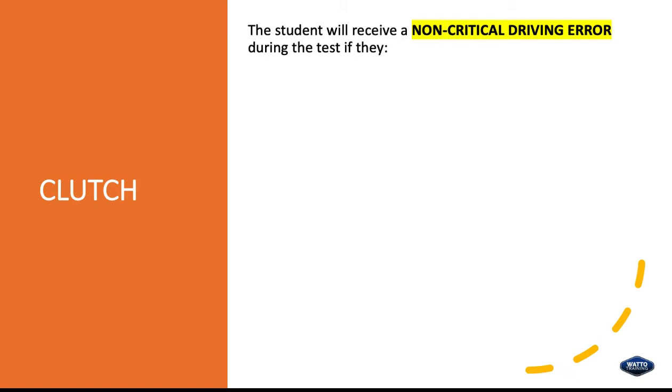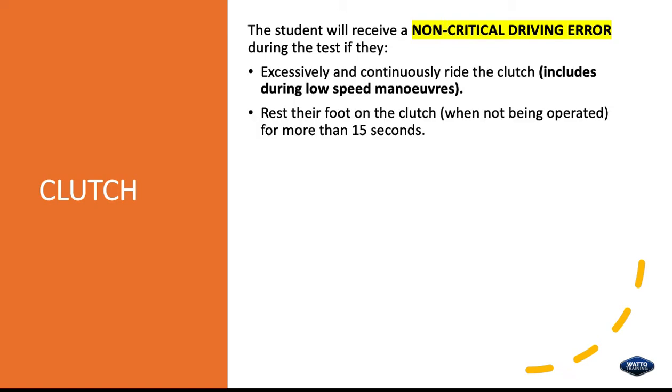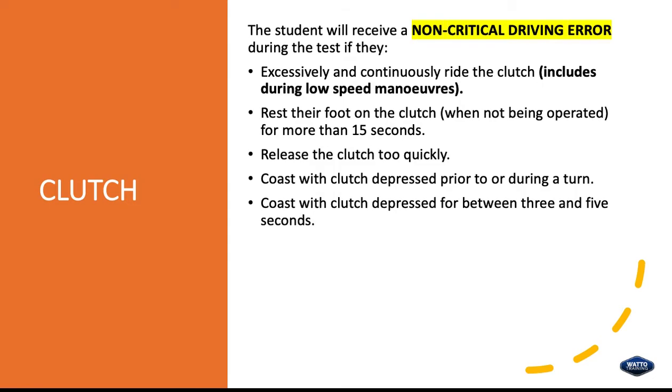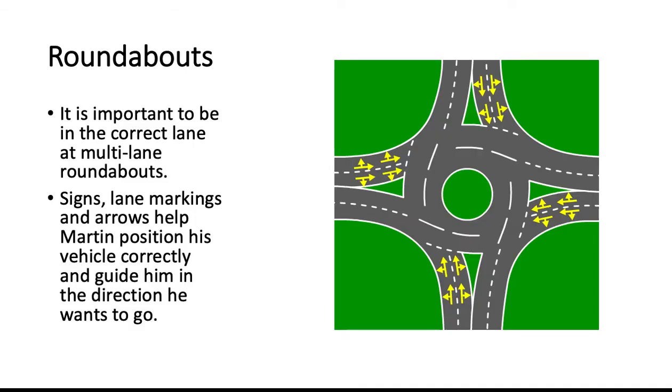Non-critical errors that occur during the test: if Martin excessively or continuously rides the clutch, rests his foot on the clutch when not being operated for more than 15 seconds, releases the clutch too quickly, coasts with the clutch depressed prior to or during a turn, coasts with the clutch depressed for 3 to 5 seconds, fails to use the clutch in an appropriate manner to maintain control at low speeds, for example, during heavy, slow-moving traffic and reversing manoeuvres. And finally, operates the clutch incorrectly.